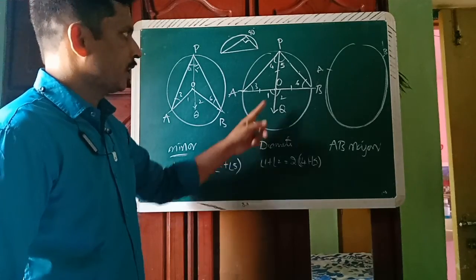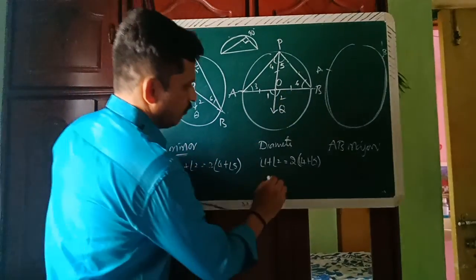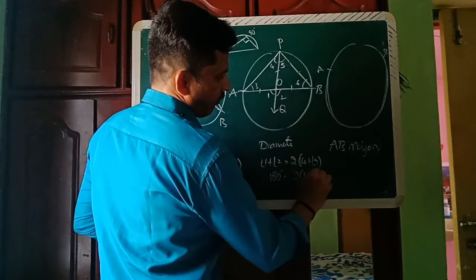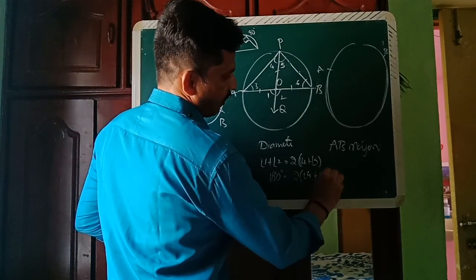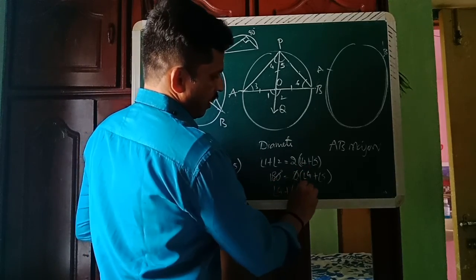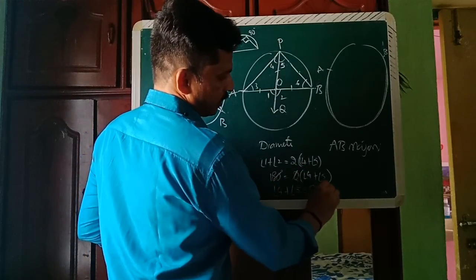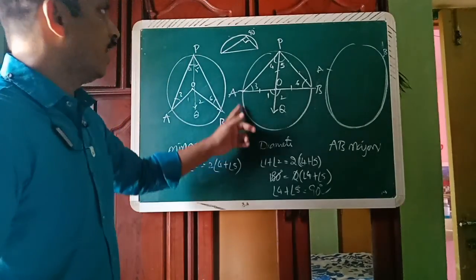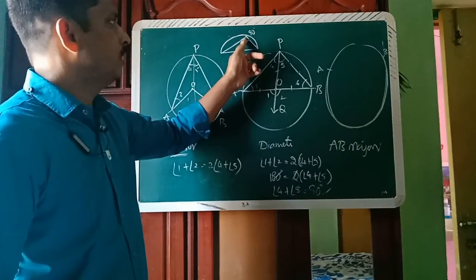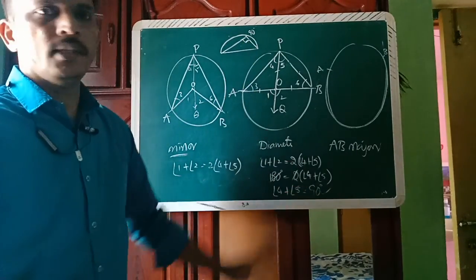So angle 1 plus angle 2 is nothing but 180 degrees, which is equal to 2 times angle 4 plus angle 5. So 2 into 2 is 4... so angle 4 plus angle 5 is equal to 90 degrees. We will get it like this. So angle in a semicircle is equal to 90. Angle 4 plus angle 5 is nothing but the P value. So angle P is equal to 90.